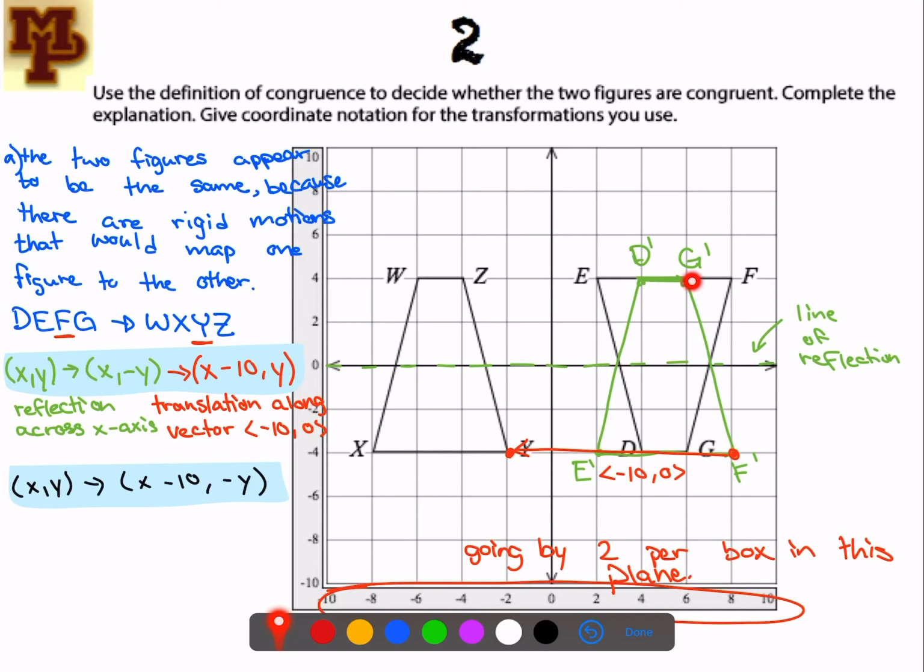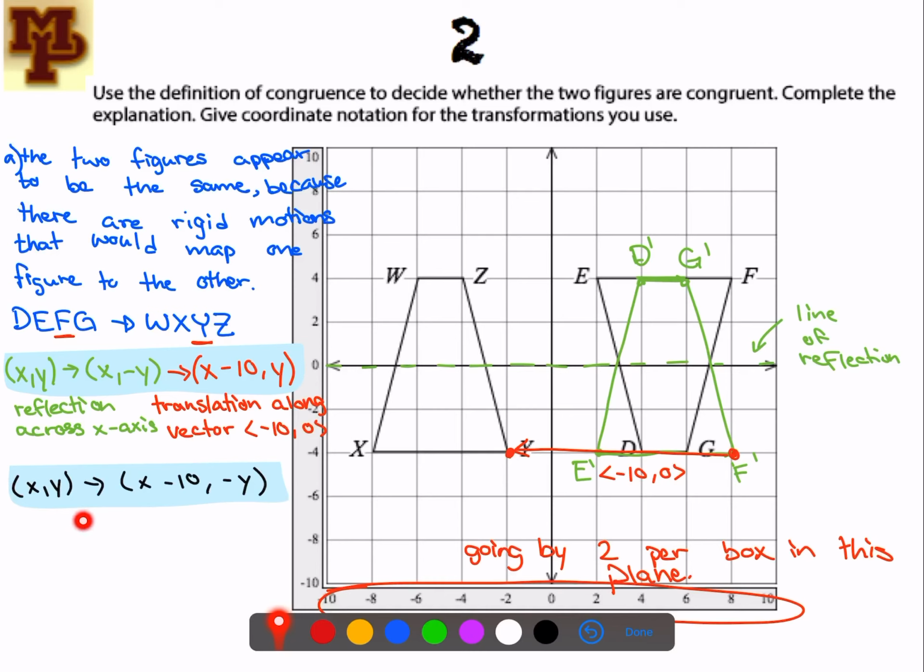And now they're facing the same way. They have the same orientation. So from here I can translate it along the vector negative 10, 0, which will move F prime right on top of Y. And that will show congruency because these figures will map perfectly on top of each other, so therefore they should be congruent. And again, if I combine my two transformations together, it should turn xy to x minus 10, negative y.